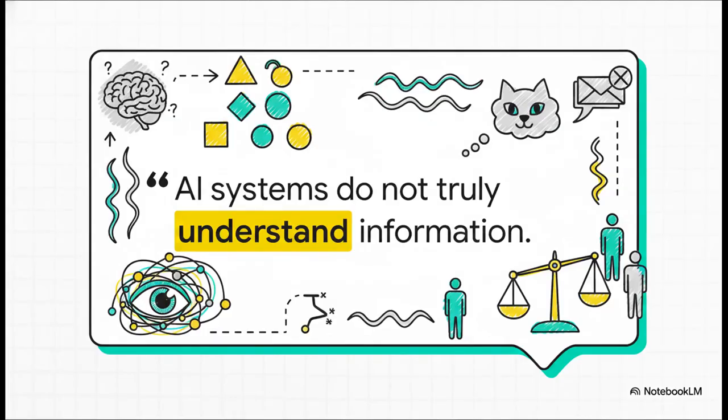Which leads us perfectly into this absolute gem of a quote. AI systems do not truly understand information. They learn patterns, predict answers, and follow mathematical relationships. I really want you to let that sink in. The AI isn't actually thinking like us. It doesn't know what a cat is or why getting a spam email is annoying. It's simply matching mathematical patterns it memorized during training. And honestly, that is exactly why human monitoring and high-quality data are absolutely crucial. We can't just blindly trust the machine.